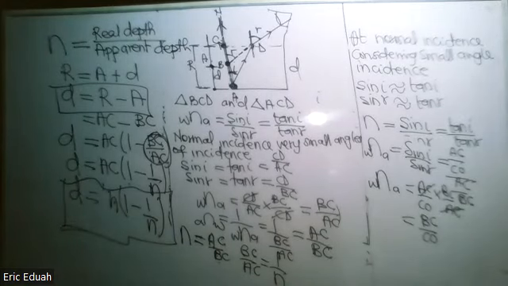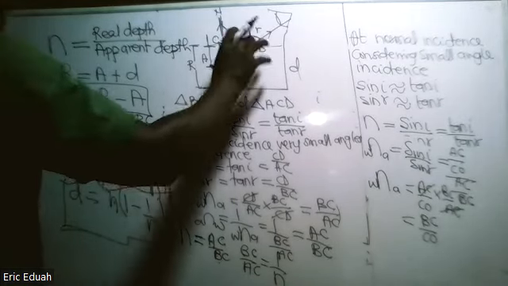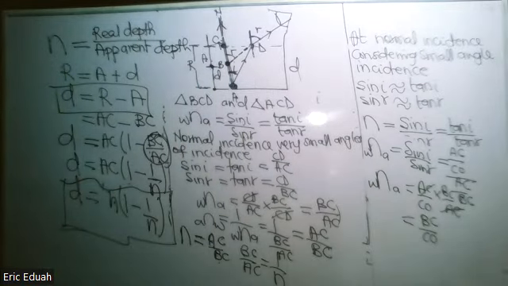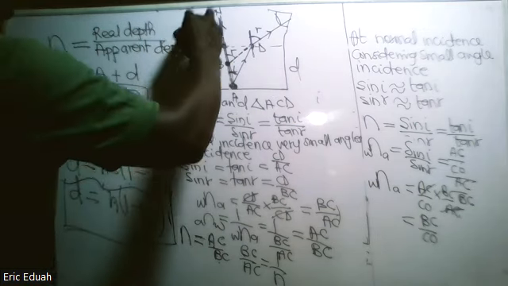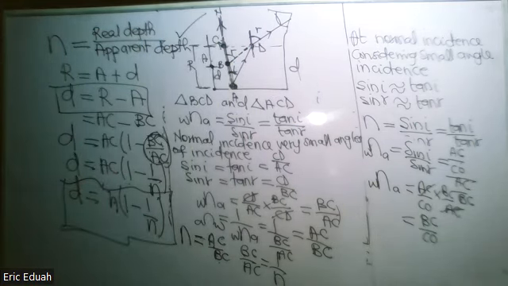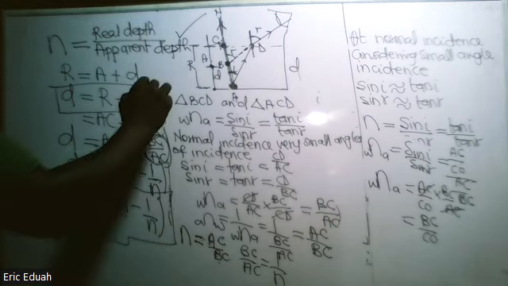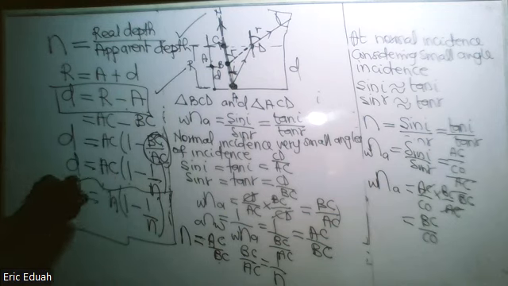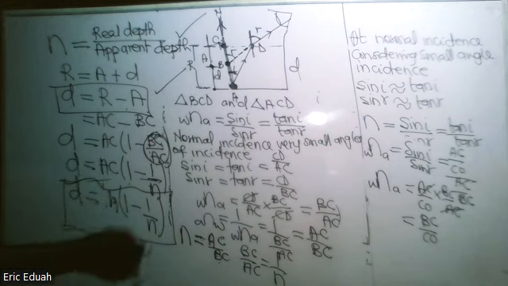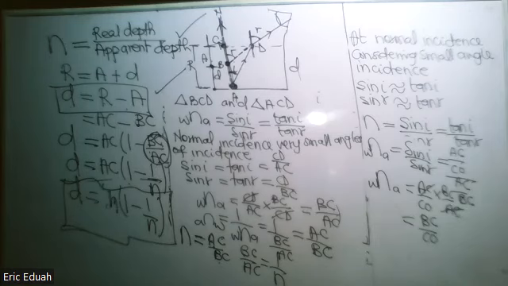So all that you have to understand is that for vertical displacement, the refractive index is equal to the real depth over the apparent depth. The displacement D can be obtained from the real depth minus the apparent depth, or the product of the real depth into bracket 1 minus the inverse of the refractive index. This is the concept, for your understanding. Any question?